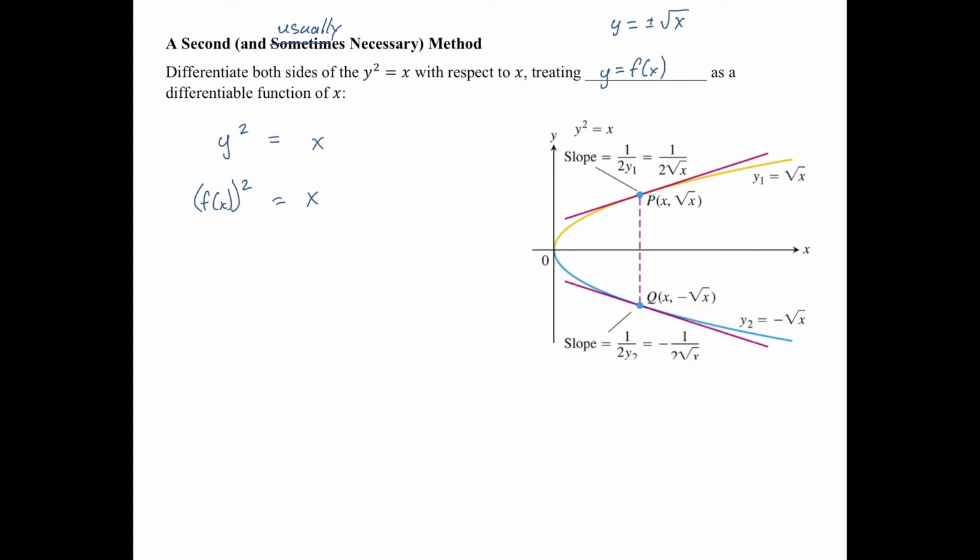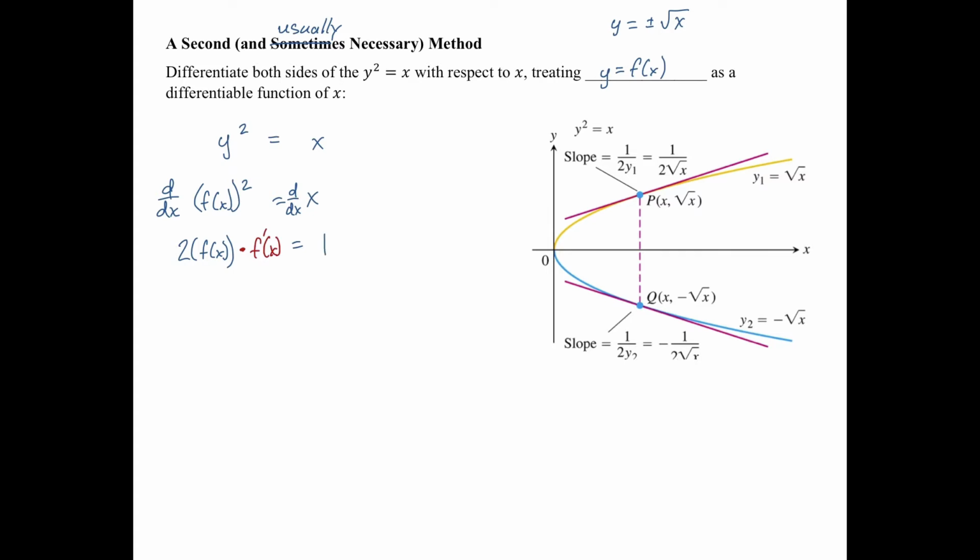Now this is a composition on the left. So let's take the derivative of both sides. When we take the derivative of the left-hand side, the outer function is the squaring function, so the 2 comes down, and the inner function is left alone. And we're going to now need to multiply this by the derivative of the inner, and that's just f prime of x. Now, on the right-hand side, the derivative of x with respect to x is just 1.